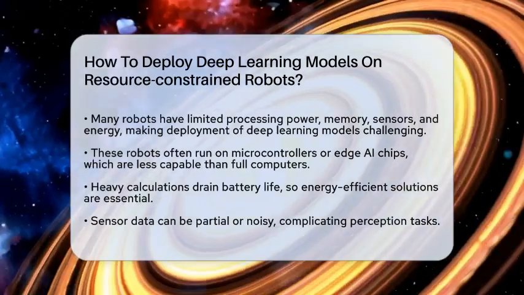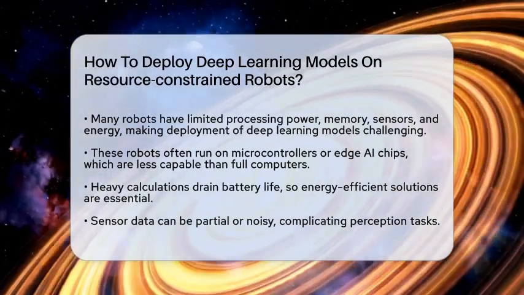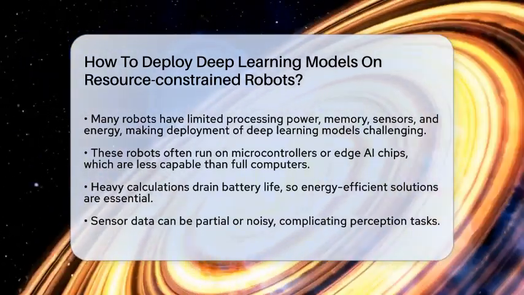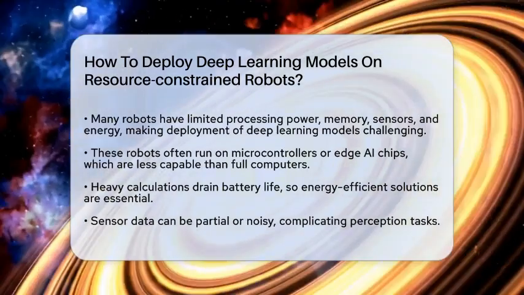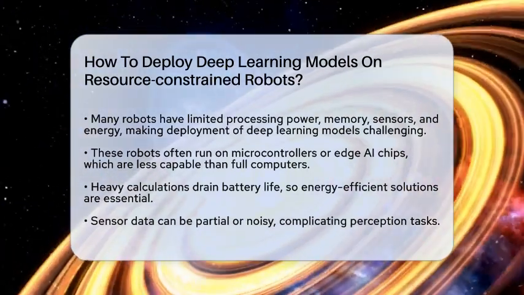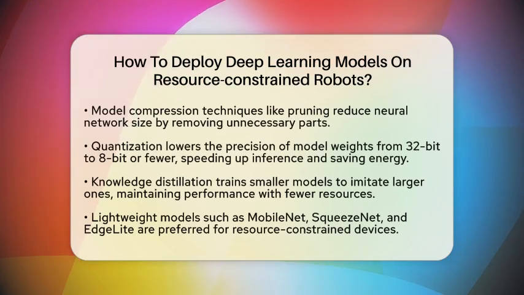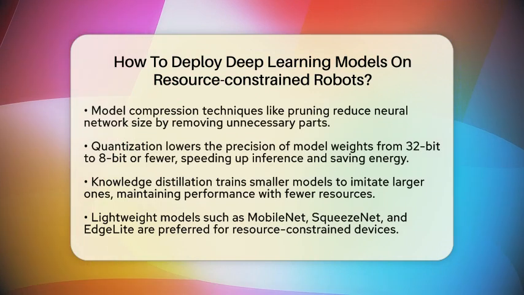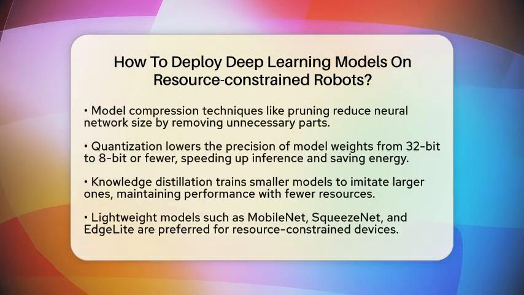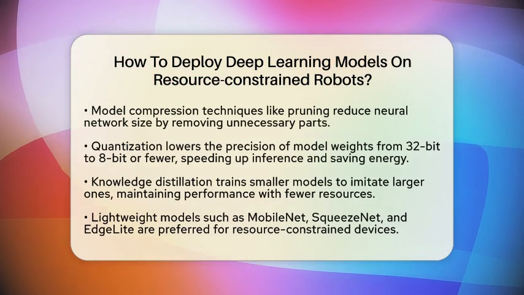First, they focus on model compression. This means shrinking the size of the neural networks by removing unnecessary parts, called pruning. They also reduce the precision of the model's weights from 32-bit floating point numbers to 8-bit integers or even fewer. This process, called quantization, helps models run faster and use less energy.